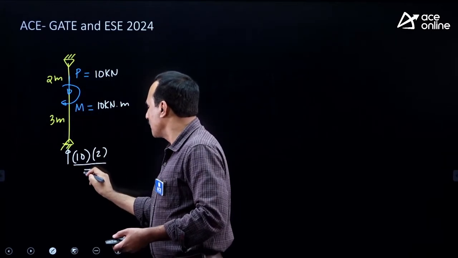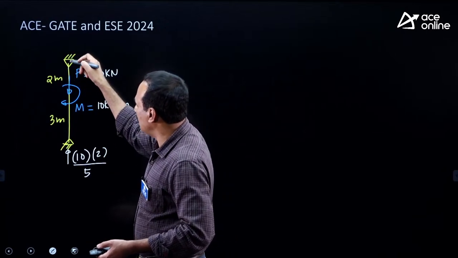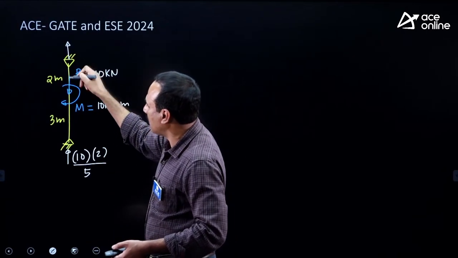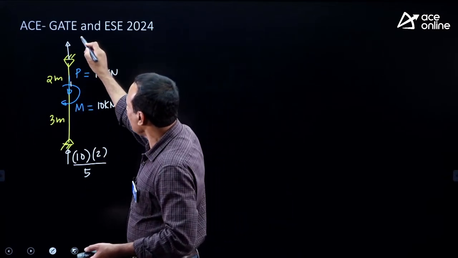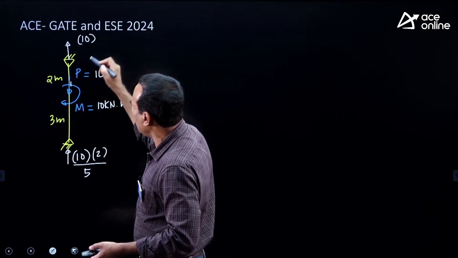3 plus 2 is 5. So this axial force will be acting in the opposite direction to the applied force. Applied force is down, reactions are upwards. So again, this is 10 kilonewton.